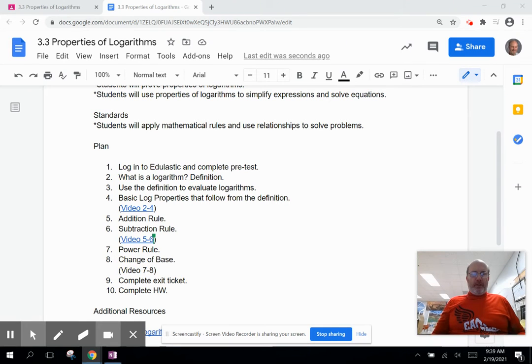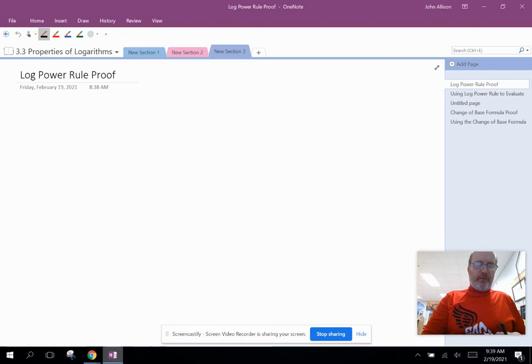Okay, for our last video in section 3.3, we're going to prove the power rule and change of base formula, and we're going to show you how to use those to do some good, fun stuff. All right, the log power rule proof. Let's look at what the log power rule is.